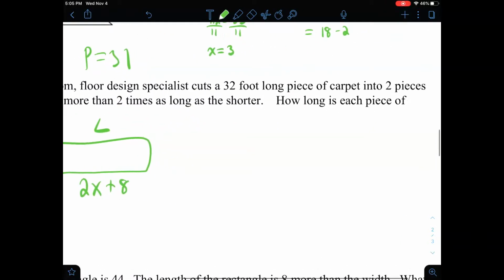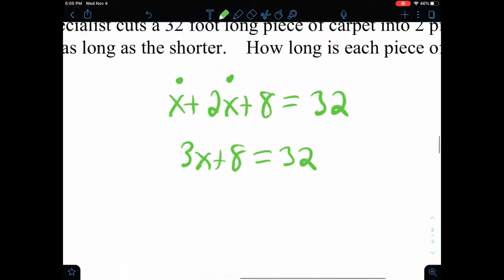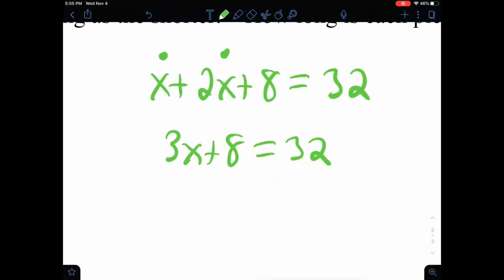All right, it says how long is each piece of carpet? Well, the entire length is 32 feet, so we're going to add them up equal to 32 feet. So X plus 2X plus 8 equals 32. I'm skipping ahead here. Anything to distribute here? No. Any like terms? We have X and 2X. What's X plus 2X going to be? 3X plus 8 equals 32. Any other like terms? No.